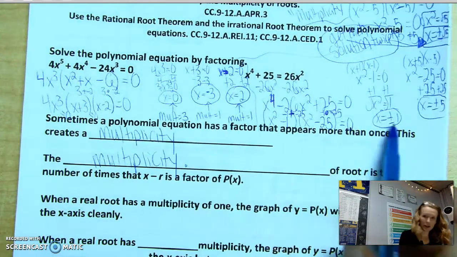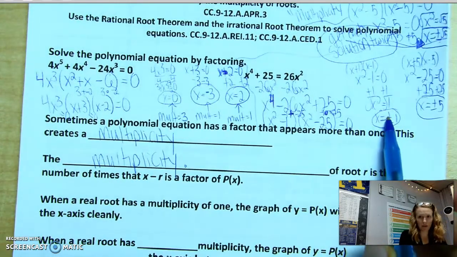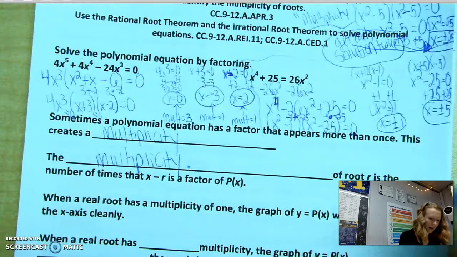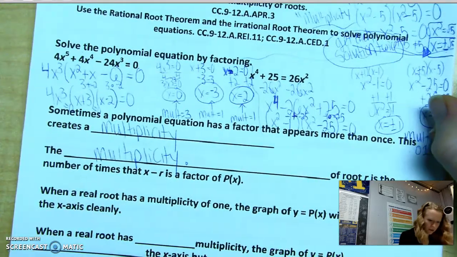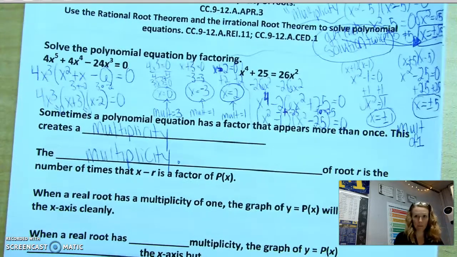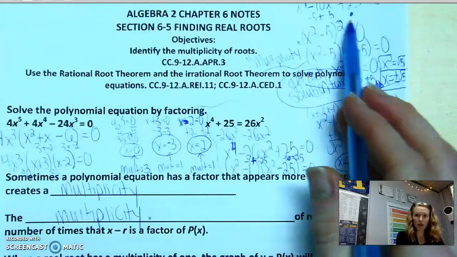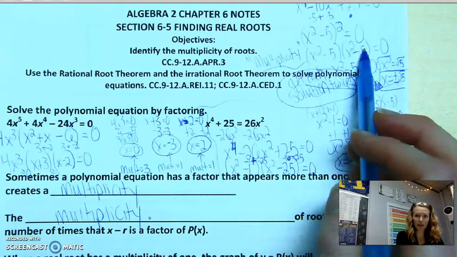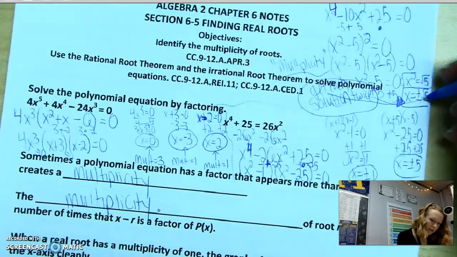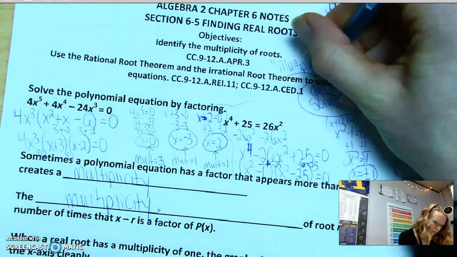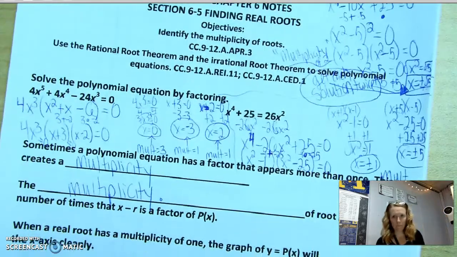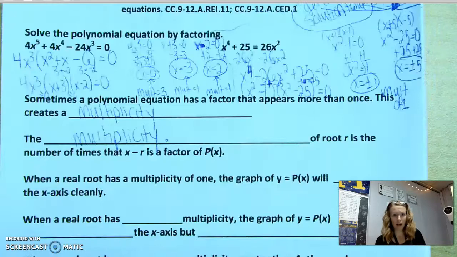In this next question, I had a positive 1 and a negative 1, a positive 5 and a negative 5. All of these had a multiplicity of 1 because I only saw each once and they had a degree of 1, right? But here, do you see how we had 2 of the same factor? That means each of these answers, plus or minus root 5, has a multiplicity of 2. Okay? All right, moving on.